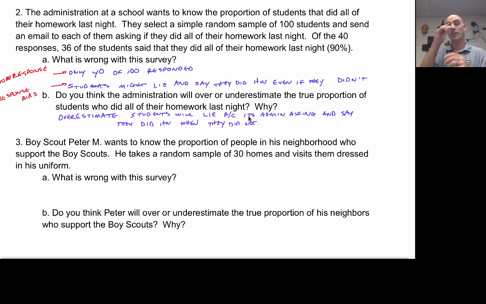Okay, so you need to provide that context. That's kind of an AP necessary. So you can't just say they would lie. Well, if they lied, what would they say? So you got to say they would lie and say they did when they did not. That's why it produces the overestimation.